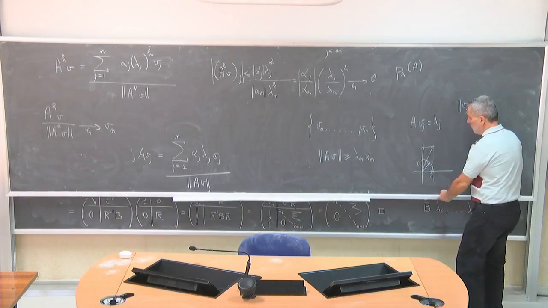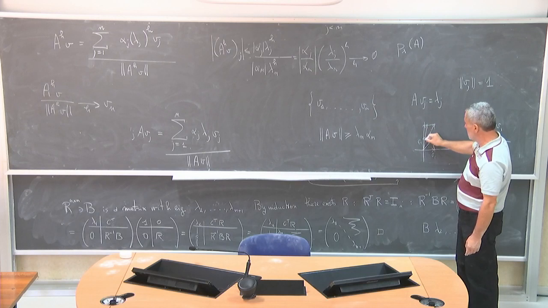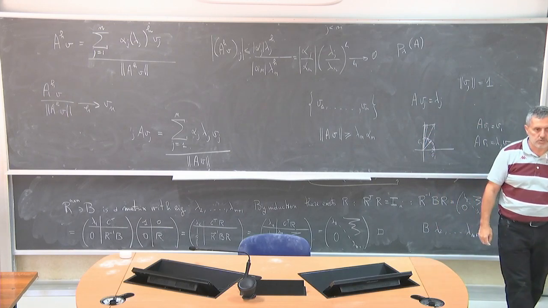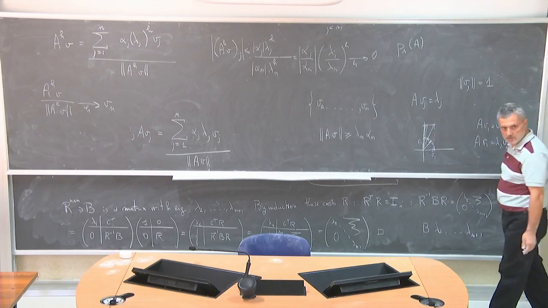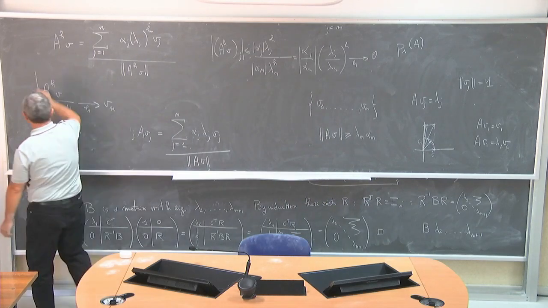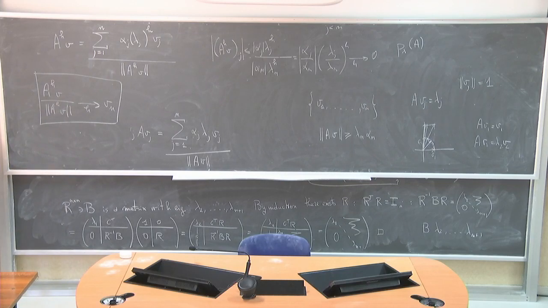If I apply A to this, this will become this, normalize. This, normalize. This, normalize. At the end, it will converge to B, because in this case we have only two eigenvectors. Is this difficult to do with a computer? No. Multiply by A and normalize. Multiply by A and normalize. Multiply by A and normalize.